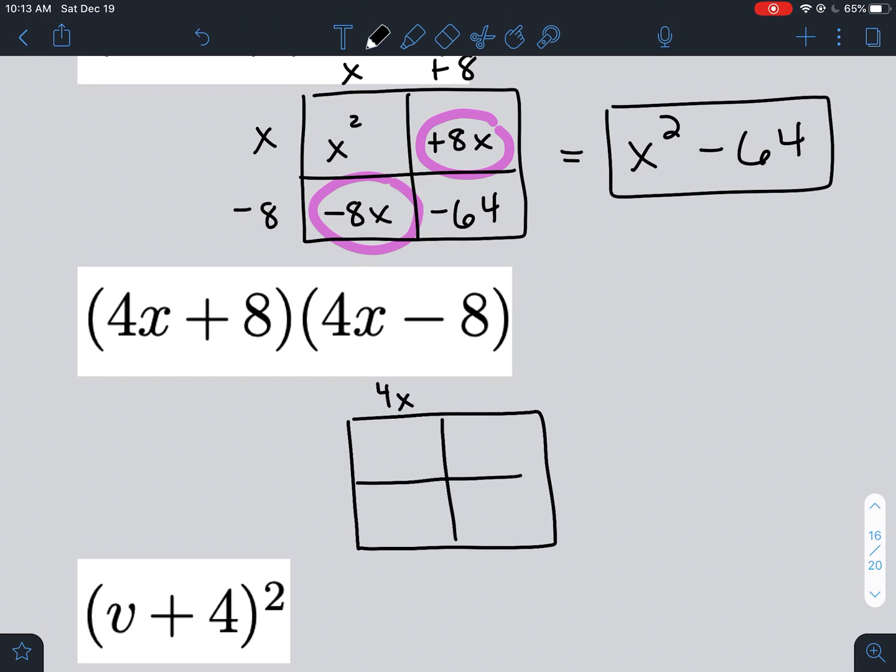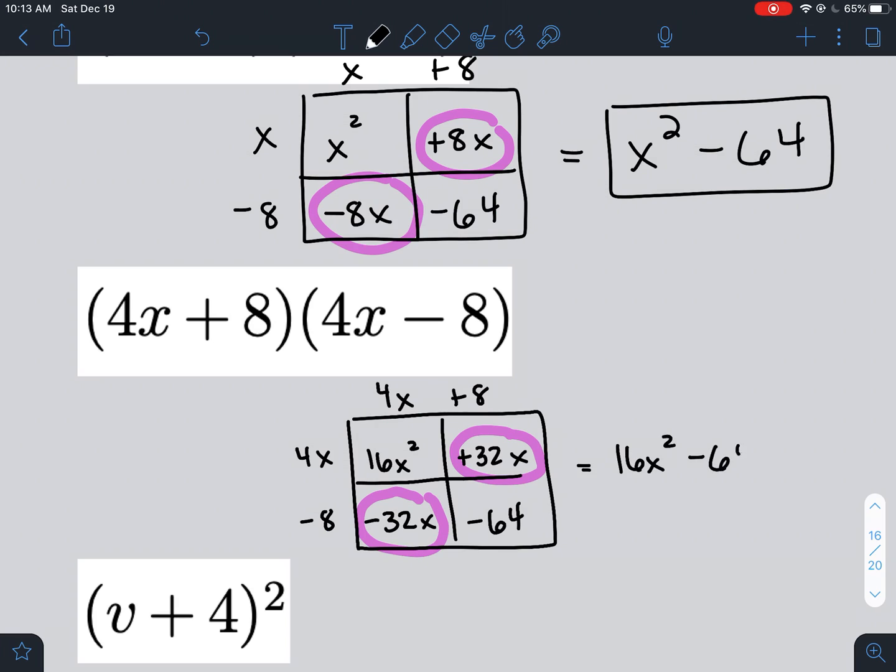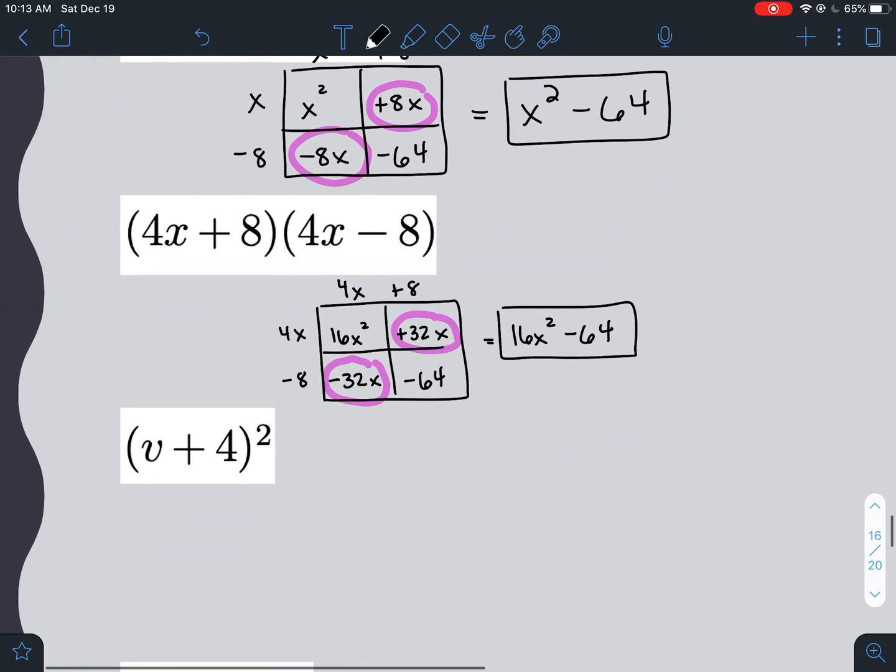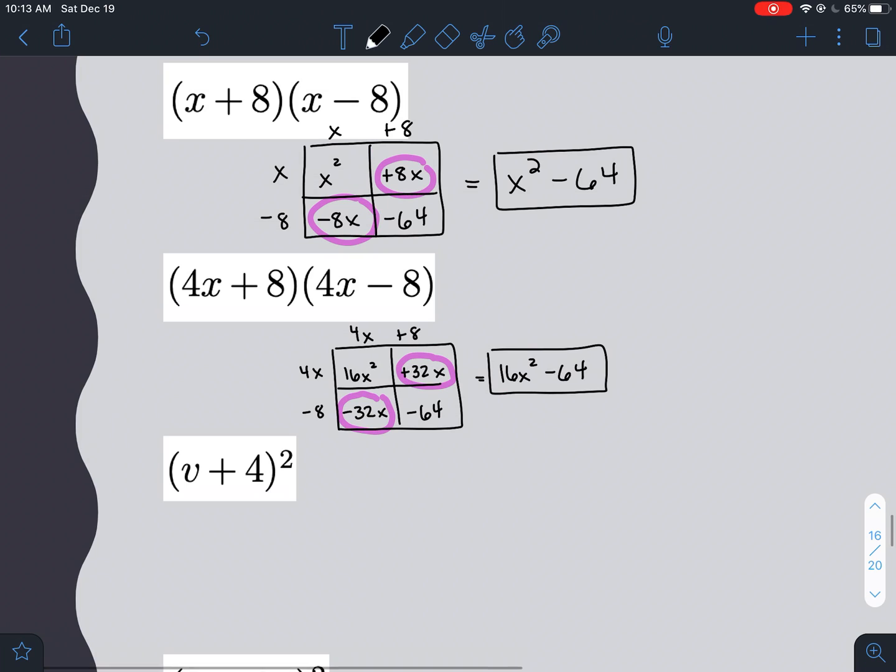So let's see if the same thing happens. Well, those middle terms cancel out. So let's try this. So 4x plus 8 and 4x minus 8. So we have 16x squared plus 32x minus 32x and minus 64. It happened again. We have negative 32x and positive 32x. They're going to cancel with each other. And what I'm going to be left with is 16x squared minus 64.